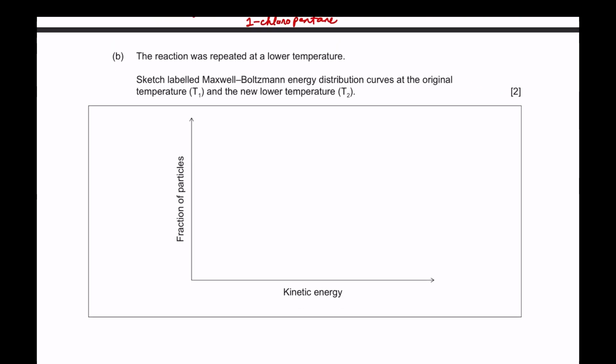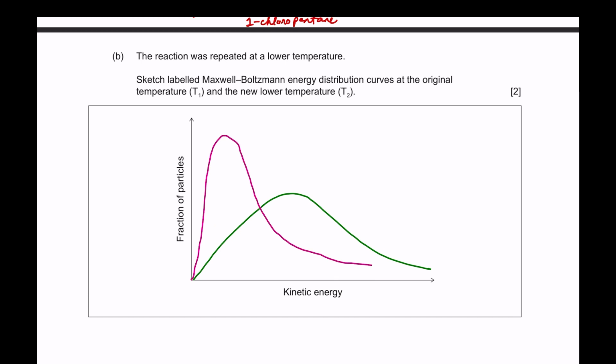Now the next part. This reaction was repeated at a lower temperature, so we have to sketch the labeled Maxwell-Boltzmann energy distribution at the original temperature T1 and a new, lower temperature T2. So obviously this is a general curve. We all know this. One of the curves will be like this. The other one, of the lower temperature, will have a peak before it, and the peak will be much more prominent. Say this is T1, this is T2, where T1 is greater than T2.